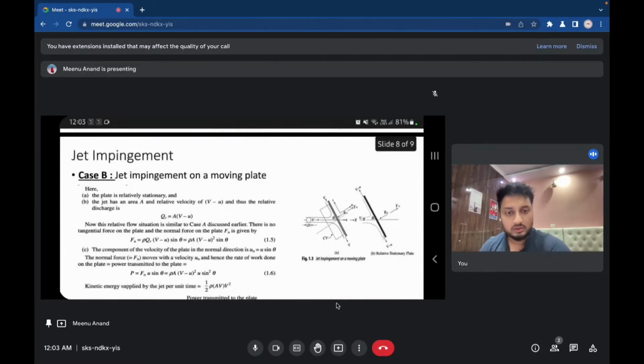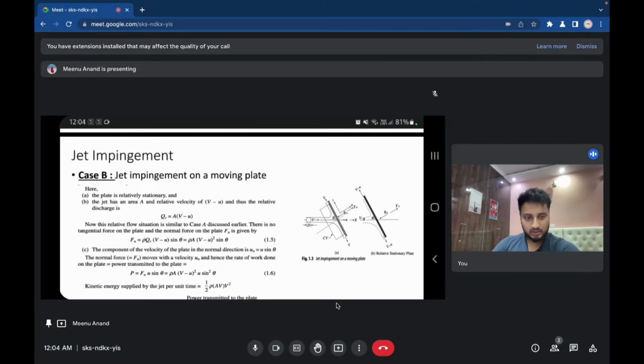So now coming on to the second case, which is jet impingement on a moving plate. In this case, the plane of the plate is also inclined at an angle theta to the jet, and the plate is moving with velocity U in the direction of the jet. Now, looking at figure 1.3a, notice that there is a relative motion between the jet of water and the plate. The jet has a relative velocity of V minus U with respect to the plate.